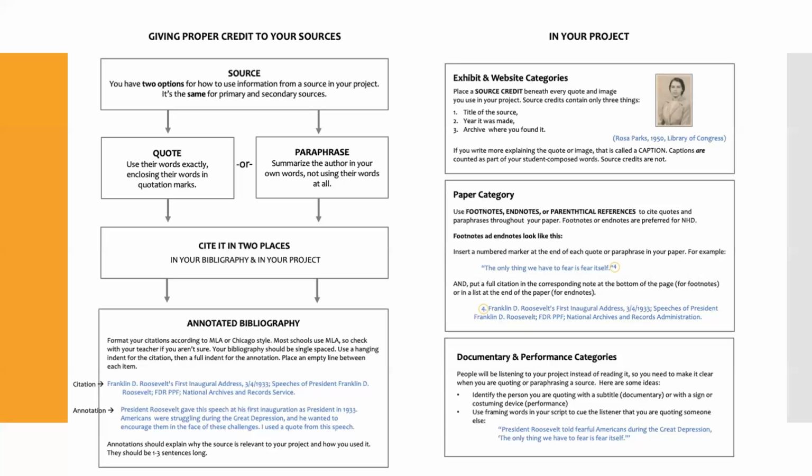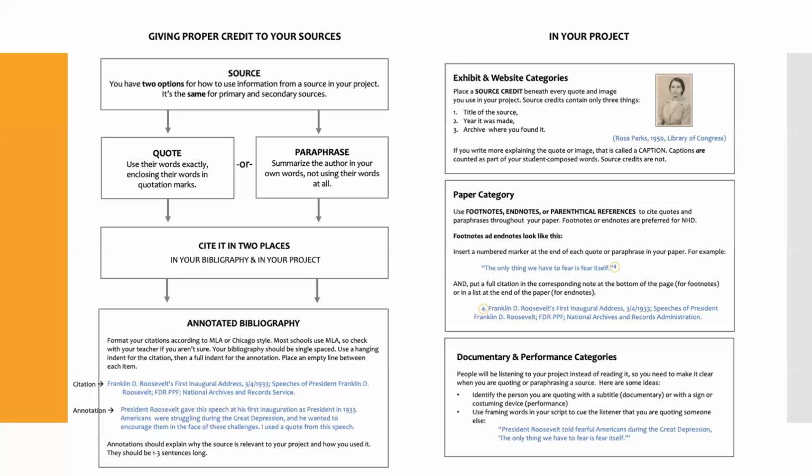So whichever thing they do, they have to cite it, right? They have to cite their quotes and they have to cite their paraphrases. So for History Day, they need to cite those things in two places, in the bibliography and in the project. And so moving down the flow chart here, citing the source in the annotated bibliography. There's an example there of how that bibliography citation should look if they're using MLA. They can use Chicago. It's up to you to decide that.